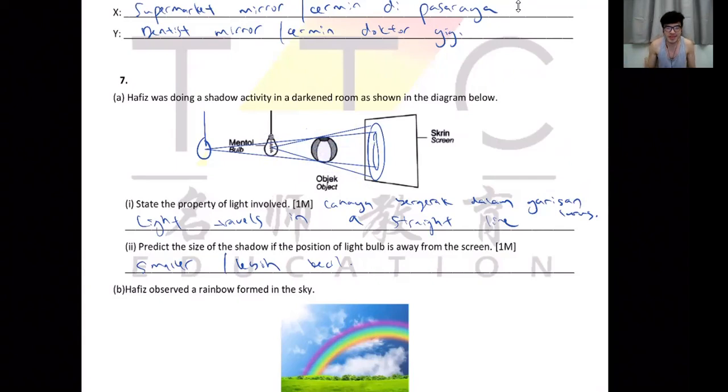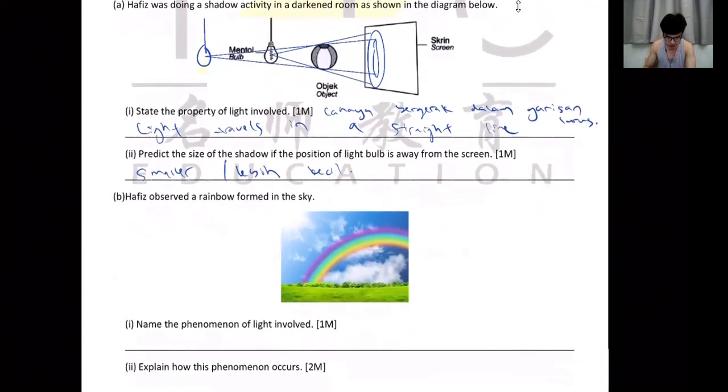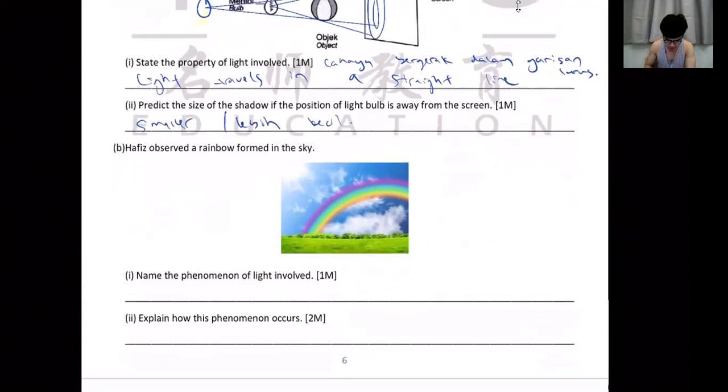Common sense. All right. So B, Hafiz observes a rainbow forming in the sky. So name the phenomenon of light. So one color splitting into 7 colors. The splitting of light is called dispersion. Okay, dispersion of light. Penyebaran.